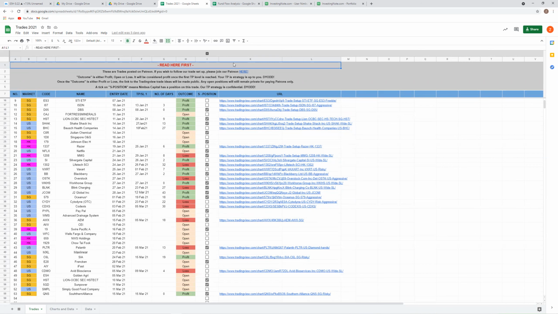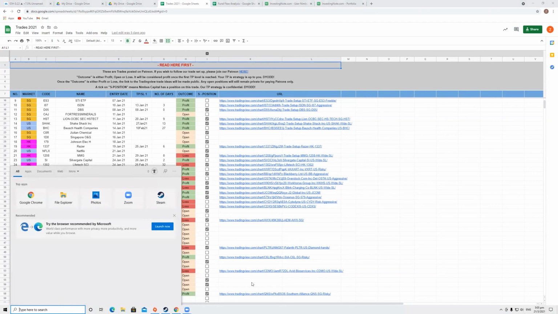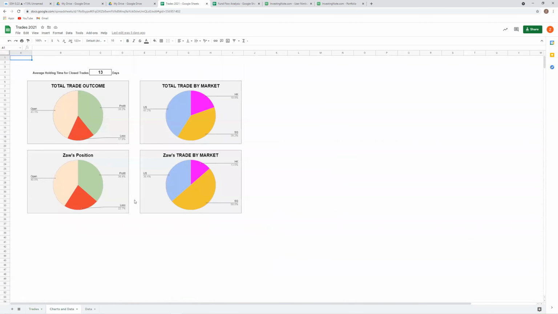But I do receive feedback that just by looking at these charts alone is not really informative. So you can see here that so far I have 8 profits, 5 losses, and 9 open positions. But actually, this isn't a very accurate representation because although I take profit, there are a lot of positions that, as you know, I don't fully take profit. So what does take profit actually mean?